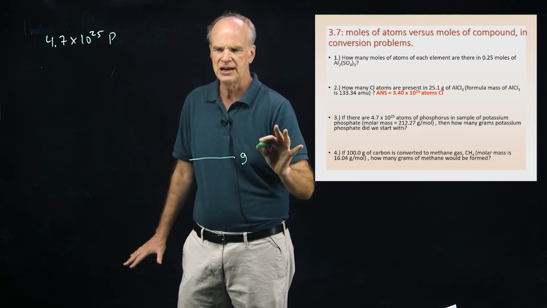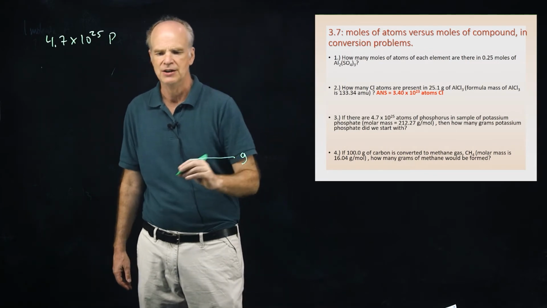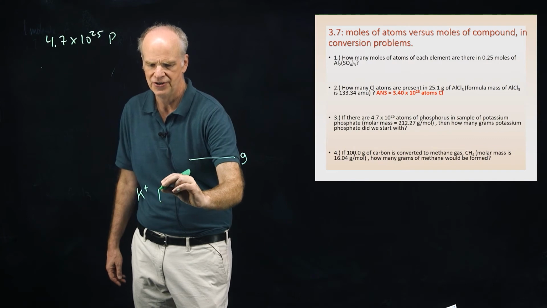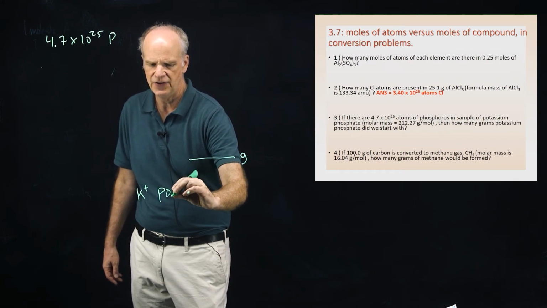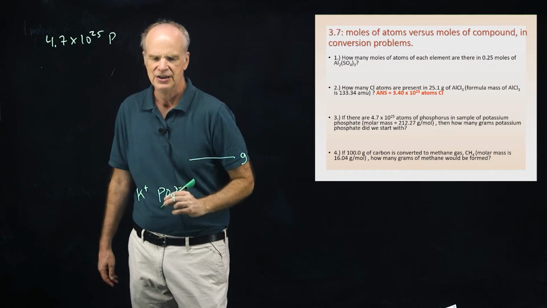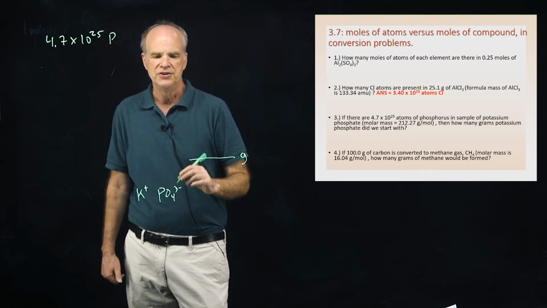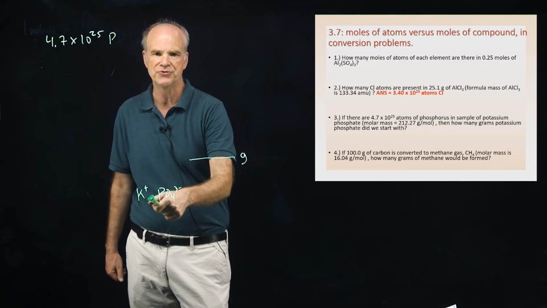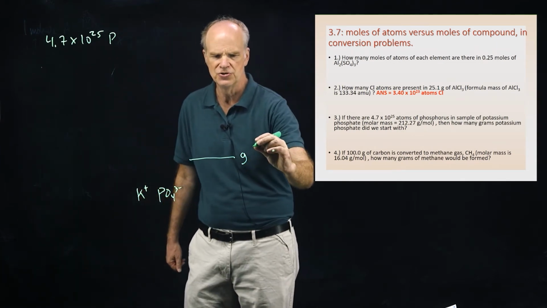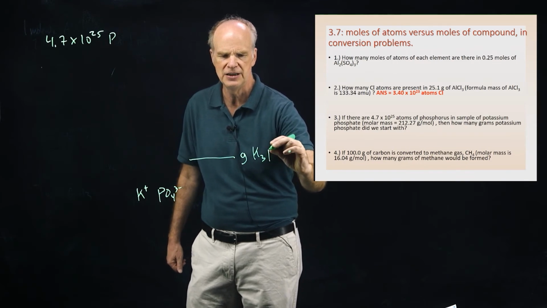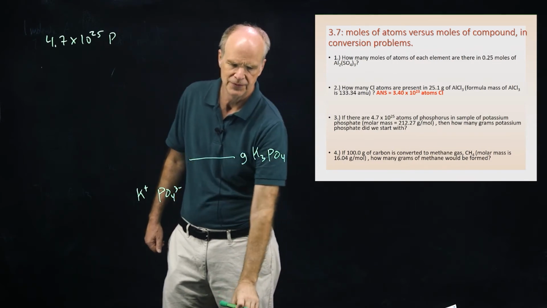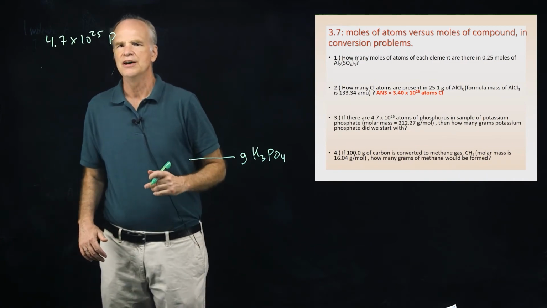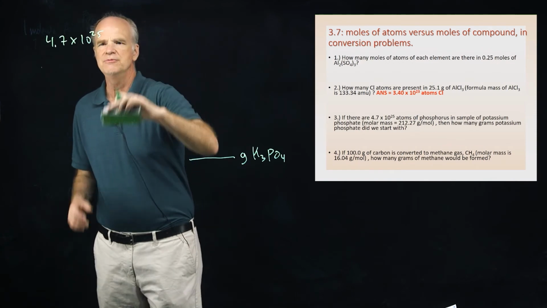So let me work out the formula for potassium phosphate right now. Potassium has a charge of a single plus. Its symbol is K. Phosphate is PO4 with a charge of 3 minus. And so I think what you can see is that to balance the total charge in this ionic compound, we need 3 potassiums for every phosphate. And so the formula should be K3PO4. Okay, so how do we do this problem? We have a number of atoms of phosphorus. Let me include atoms phosphorus here.